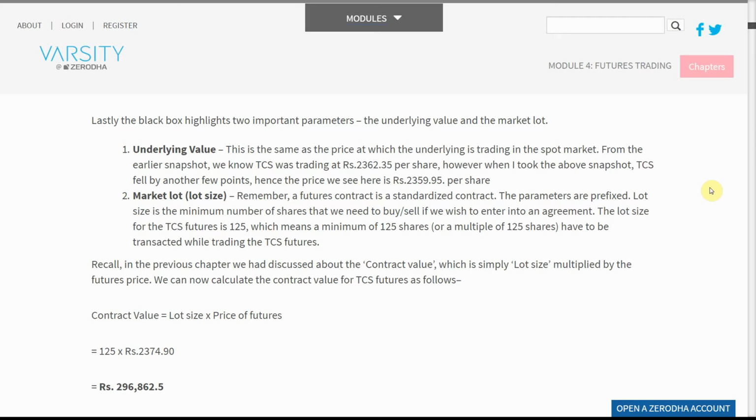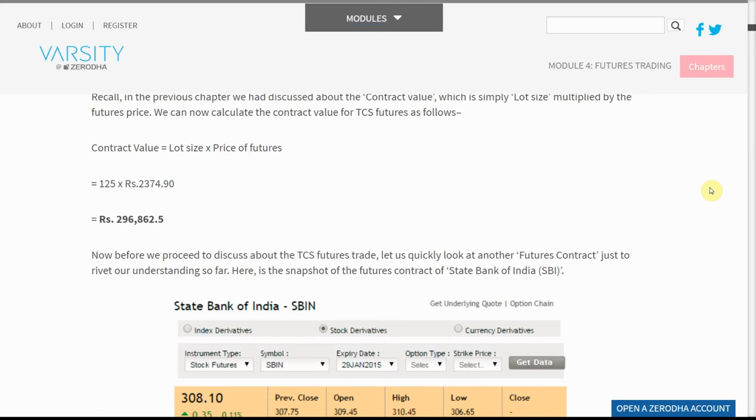Market lot. Lot size. Remember, a futures contract is a standardized contract. The parameters are prefixed. Lot size is the minimum number of shares that we need to buy or sell if we wish to enter into an agreement. The lot size for the TCS futures is 125. Which means a minimum of 125 shares or a multiple of 125 shares have to be transacted while trading the TCS futures. Recall, in the previous chapter we had discussed the contract value, which is simply lot size multiplied by the futures price. We can now calculate the contract value for TCS futures as follows. Contract value equals lot size x price of futures equals 125 x 2,374 rupees and 90 paise equals Rs 296,862.5.